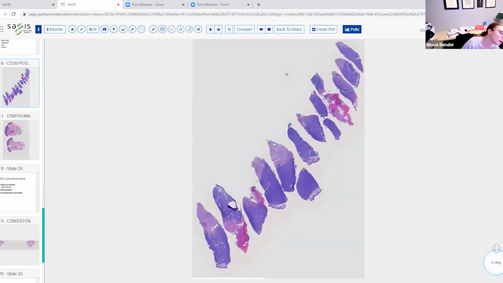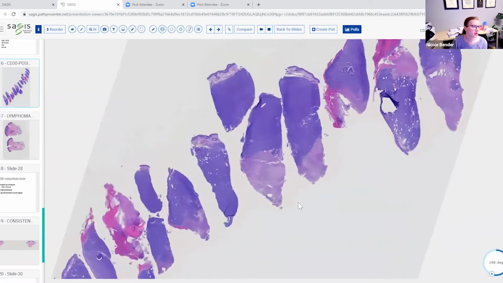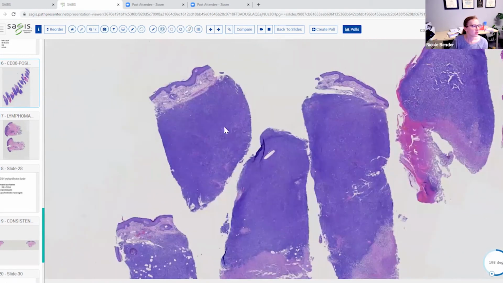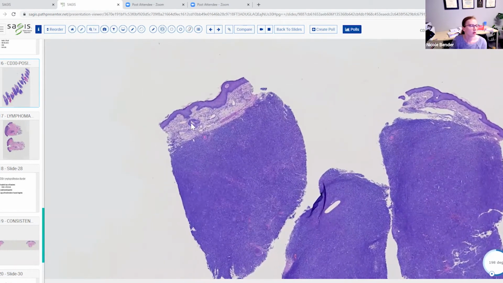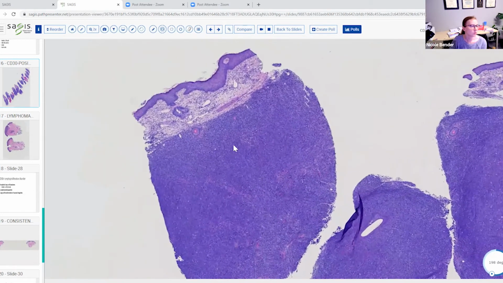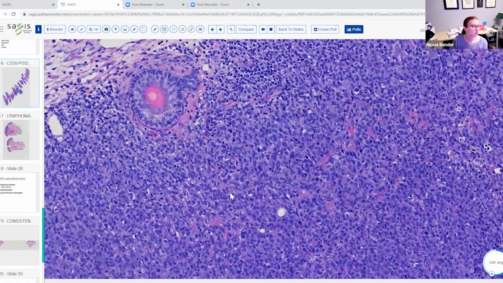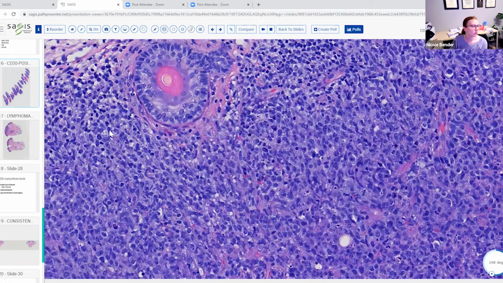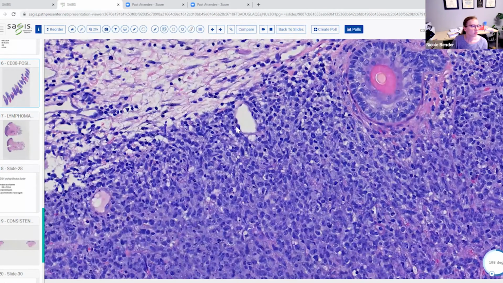Okay, next case. We have a bunch of fragments of a shave biopsy. Of this case, again, we have a very dense, diffuse, nodular infiltrate of cells with conspicuous absence again of any involvement of the epidermis. So we've got a nice grenz zone there. Let's take a look at these cells again. So these cells are really quite large. Look how large they are. Big cells, larger than our endothelial cells and even keratinocytes.